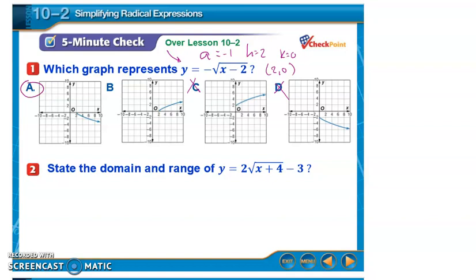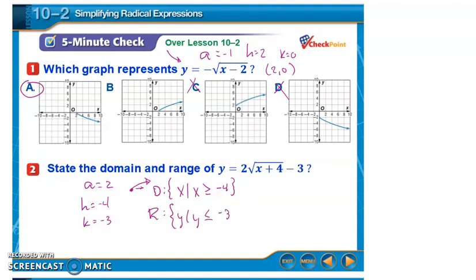The domain and range on this next one, we know A equals 2. So we know it goes up from left to right. H equals -4. K equals -3. So we know this is all the x's for the domain, such that all the x's are greater than or equal to -4, because this is where that would be, and it's all the domain, all the x's are bigger than that. The range is all the y values such that the y's are less than or equal to -3.